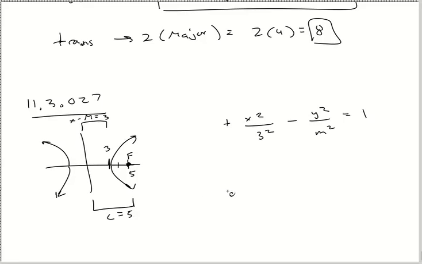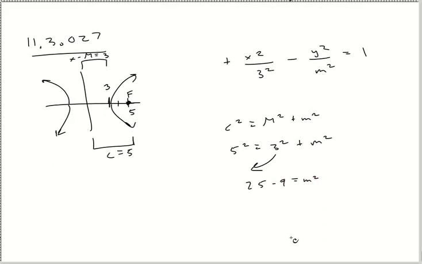The c is important because I have c squared equals major squared plus minor squared. And so I have 5 squared, major's a 3 squared, and little m squared. Solve for little m, so move this to the other side: 25 minus 9 is equal to m squared. If you do the math there, you get 16. So m by itself is going to be a 4. That's my minor.